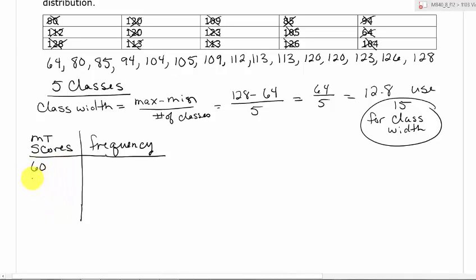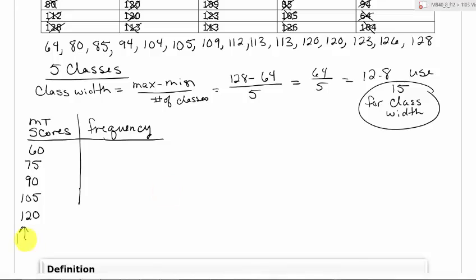So just add 15 to this. That gives you 75. And then add 15 to 75, and that gives you 90. Add 15 to 90, and we get 105. Add 15 to 105, and we get 120. So now I have 5 lower class limits.